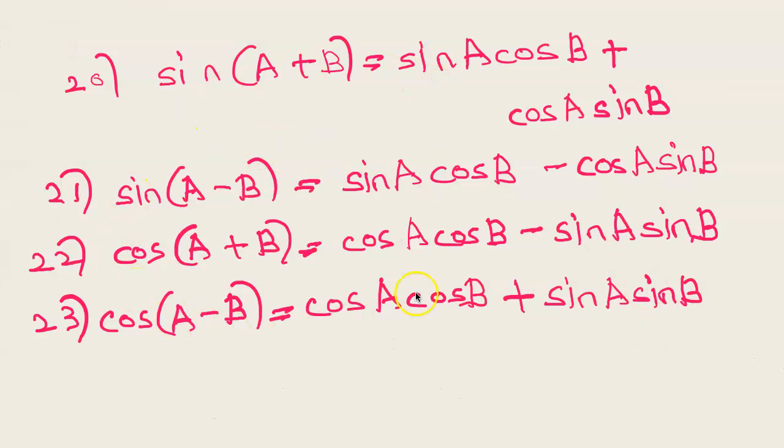Now these formulae are very useful in trigonometry. Sin A plus B is sin A cos B plus cos A sin B. Sin A minus B is sin A cos B minus cos A sin B. Cos A plus B is cos A cos B minus sin A sin B. Cos A minus B is cos A cos B plus sin A sin B.